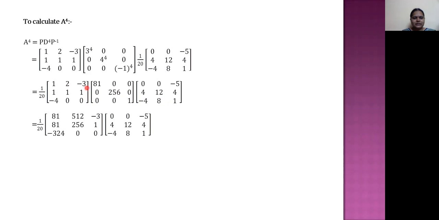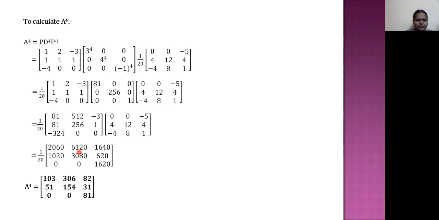Now multiply the first two matrices. 1 into 81 is 81, 2 zeros are 0, minus 3 zeros are 0. Like that, 1 into 0 is 0, 2 into 256 is 512, minus 3 into 0 is 0. 1 into the third element, 1 zero is 0, 2 zero is 0, minus 3 into 1 is minus 3. Like that, multiply the other rows also, and then the multiplication of these two matrices gives us this one, and divide all these elements by 20, then we get A power 4 like this. So this is the process of diagonalization and calculating A power 4.